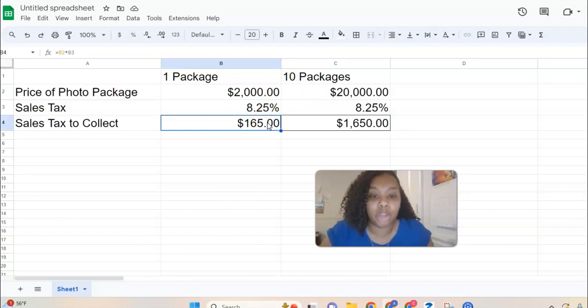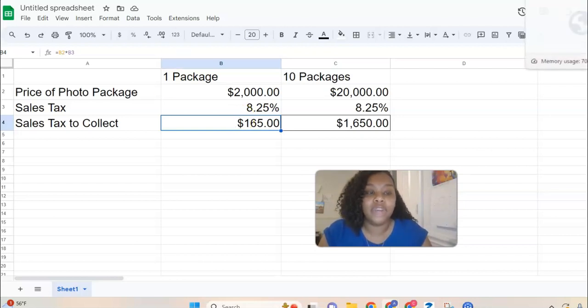and every $2,000 package that you sell in the state of Texas if the location that you're located in is 8.25, all right? This is very vital and very important that you know your location, and you know what sales tax rate has been assigned to your location. Ashanti, how do I do that? That's very easy and simple.